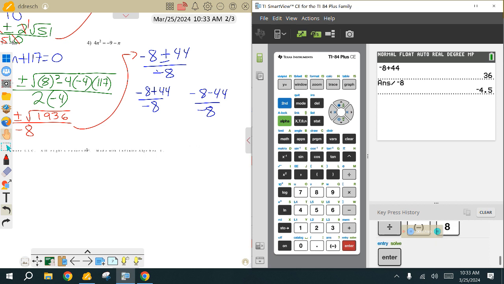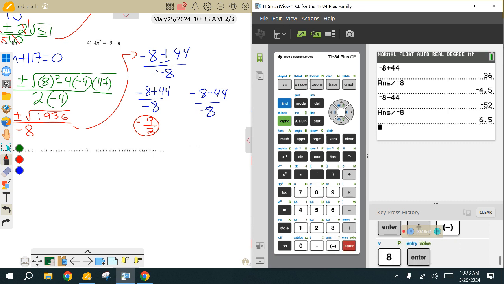Negative 4.5. I'm fine with that. It's a nice terminating decimal. You can give me negative 4.5 or you can give me the fraction, negative 9 over 2. I don't care. Either one of those, those are nice numbers. What's my other rational? Negative 8 minus 44 divided by negative 8. So make it 6.5. That answer's cool. Or the fraction, 13 over 2. Either one of those is appropriate. I'm fine with any of those. Okay.